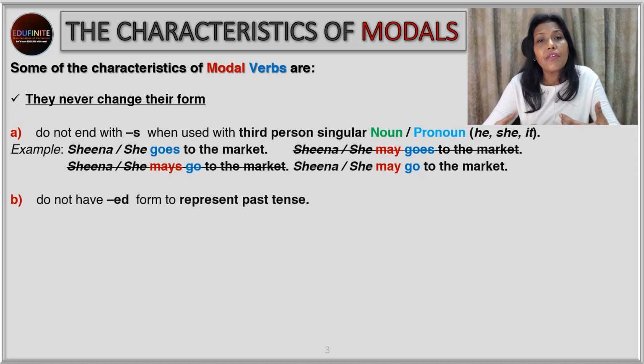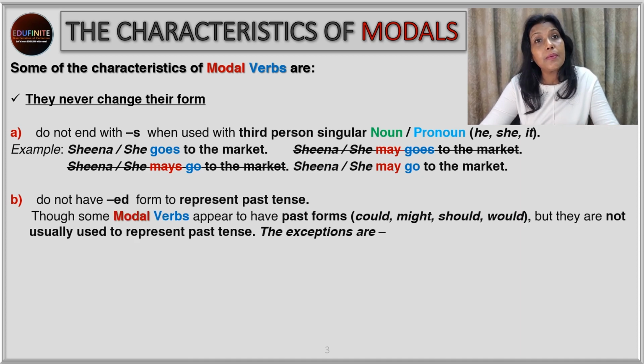Well, the next one is, they do not have an ed form to represent past tense. So, when we are referring to something done in the past, as in the case of regular verbs, the second form of the verb is ed. That means play becomes played. He plays cricket, that's present tense, and he played cricket, that is past tense. Well, modals do not follow this either.